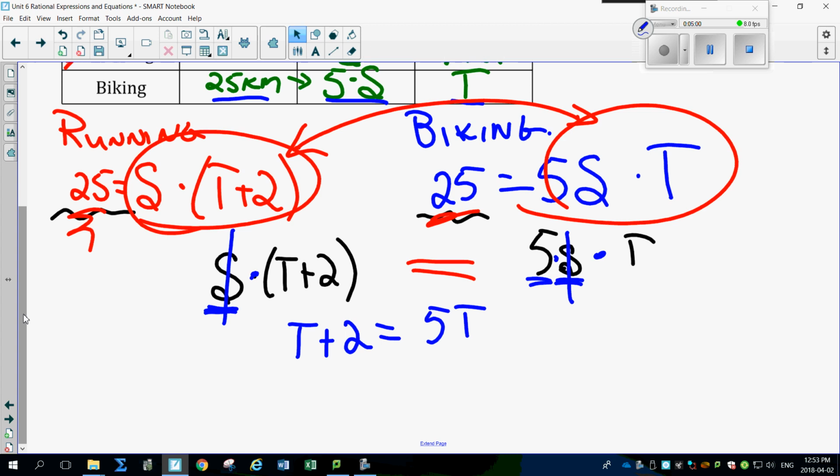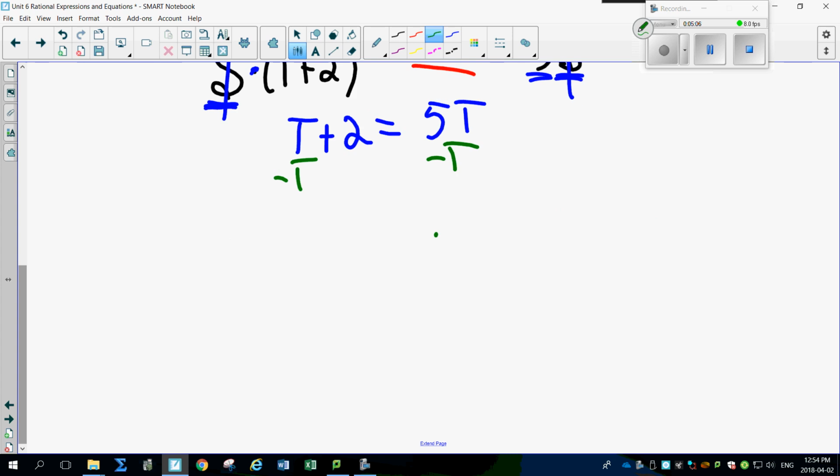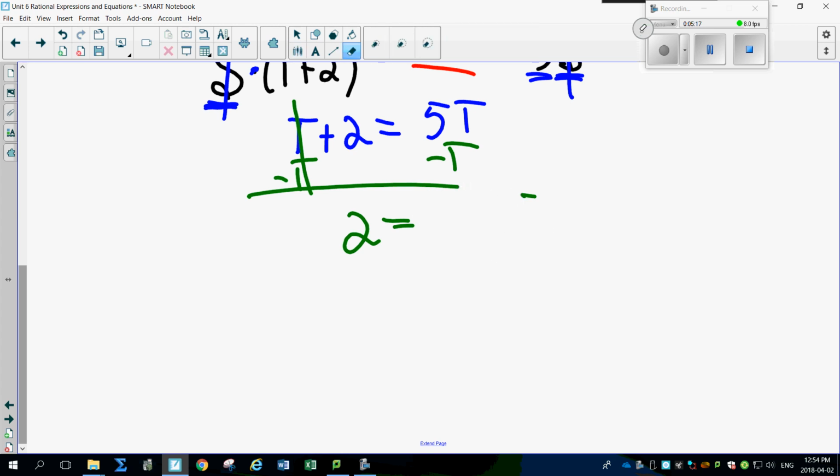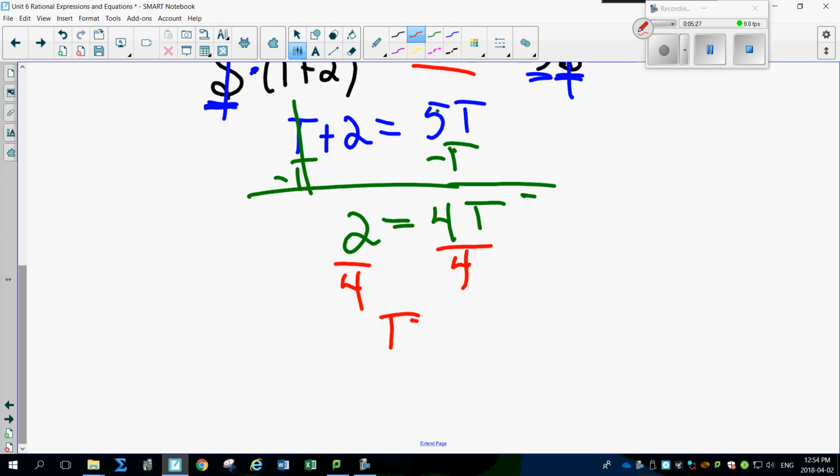Now watch this. This is the best part. Subtract t from this side, subtract t from that side. That's gone, leaving you 2 = 5t. Oh, sorry, 4t. Almost messed up that question there. 5 minus 1 is 4t. Divide by 4. Divide by 4. t equals half an hour.